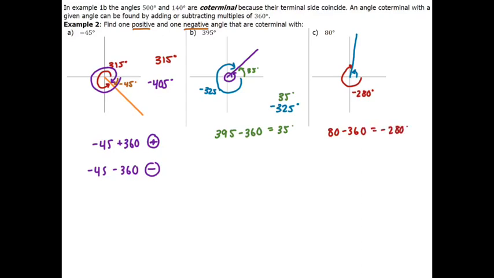And then we can find another angle coterminal with 80 if we go all the way around the circle and then up to that 80. So that is just 360 plus 80. That is 440 degrees. Okay, an infinite number of angles that are coterminal with all of those. Those are just two of those options there.